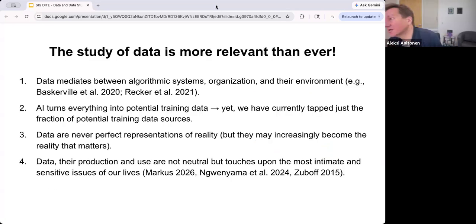So just to summarize, and I think I'm just spot on time, so Marta, I will turn to you very soon. My argument is that the study of data is more relevant than ever because data mediates between the algorithmic systems, organizations, and their environment more and more. Basically, AI turns everything into potential training data. Yet we have currently tapped just a fraction of potential training data sources. We will see a lot more of this happening in the future. Data is never a perfect representation of reality, but more and more it becomes the factual reality. What matters is what's in the data.